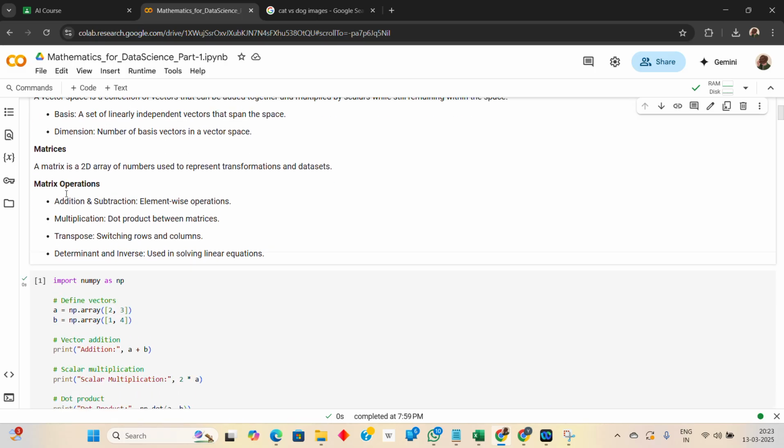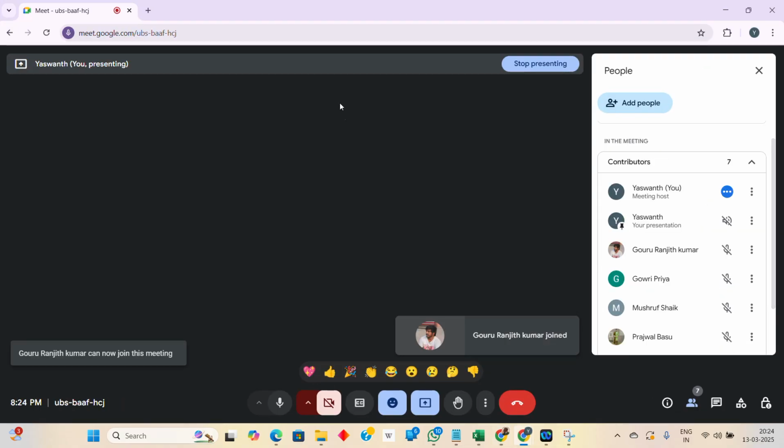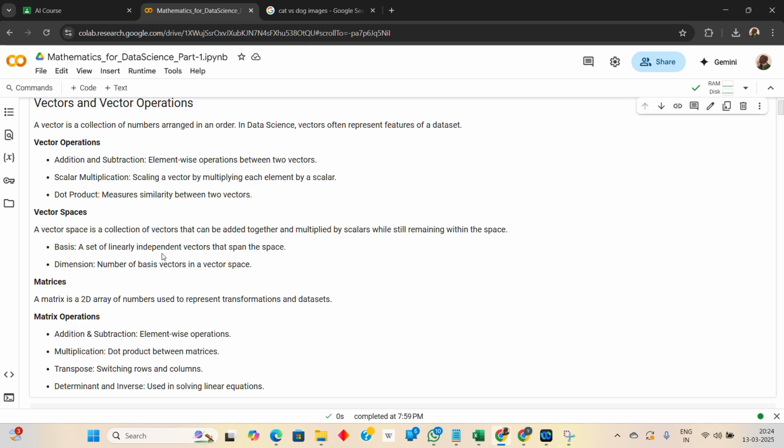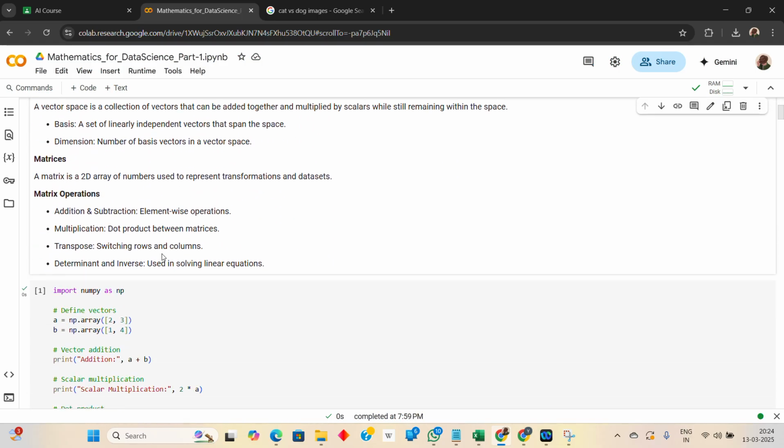And matrices are 2D arrays of numbers used to represent transformations, with operations like matrix addition, matrix subtraction, matrix multiplication. All we can do here. So this is a simple introduction to linear algebra, but a lot of concepts are actually there. If we cover all such concepts, the mathematics itself would extend to 10 days or 7 days. So that is why, as a part of this course, I'm going to cover only the very important topics.